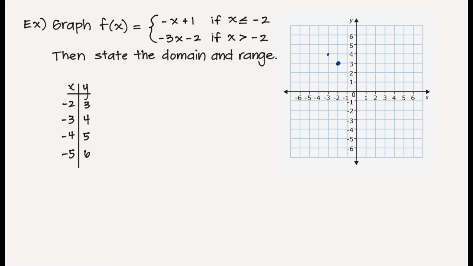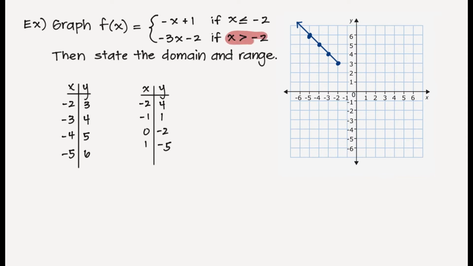So now we can plot those 4 points, and since we are starting at negative 2, 3, our line is going to go to the left through those points. So now we can go ahead and find the second piece of our function when the x values are greater than negative 2. So negative 3 times negative 2 is 6, minus 2 is 4. Negative 3 times negative 1 is 3, minus 2 is 1. Negative 3 times 0 is 0, minus 2 is negative 2. And negative 3 times 1 is negative 3, minus 2 is negative 5.